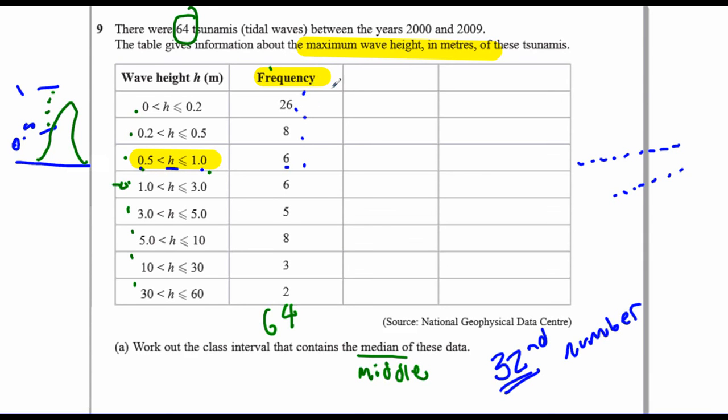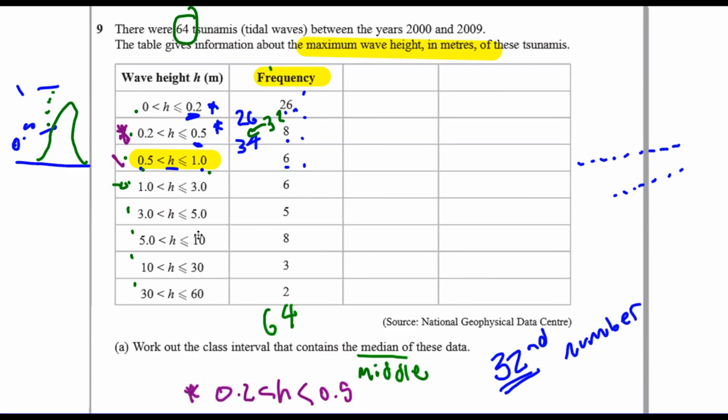Once we've got to the end of this group, aka everything below 0.2, we've counted 26 waves. When we get to everything up to 0.5, we're going to include all of the first group and all of the next group. So that's going to take us up to 26 add 8, which is 34. Now remember that we said that we want the 32nd number. Well, 32 is between 26 and 34. So we know for definite that it's going to be in this second group. So the class interval is between 0.2 and 0.5, and that is your answer. You don't know exactly whereabouts, but you know it's in there, which is what you're asked for.